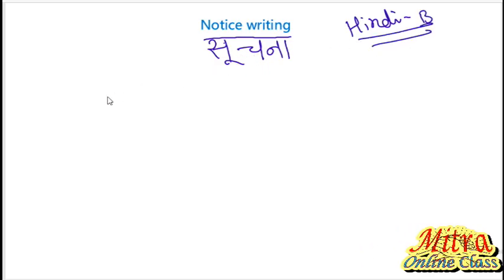Notice writing is a formal announcement to inform a large group of people about a particular event, instructions, or important information about that one event. It is typically displayed on the notice board in a school's office or in public places. A well-written notice has one specific format, one style of format.